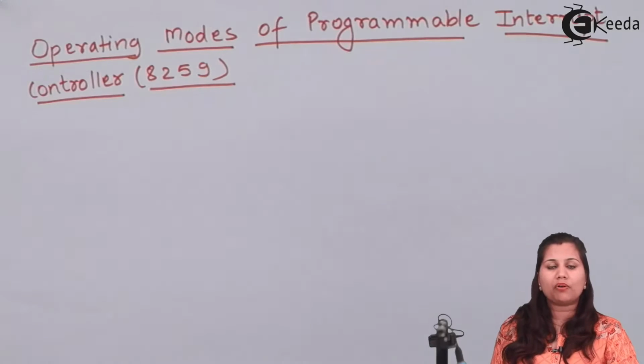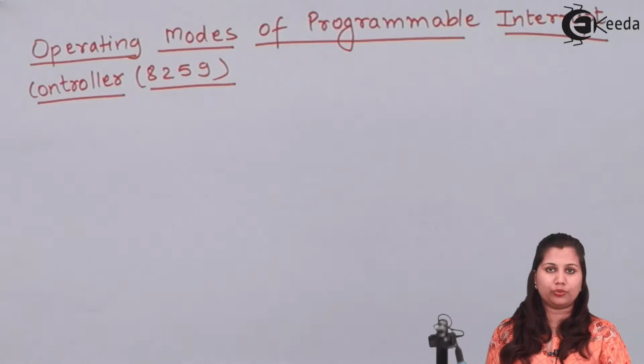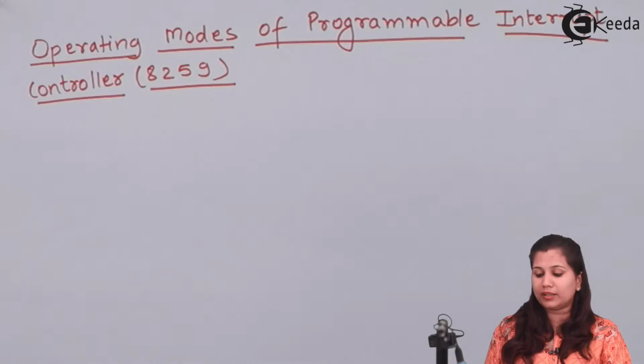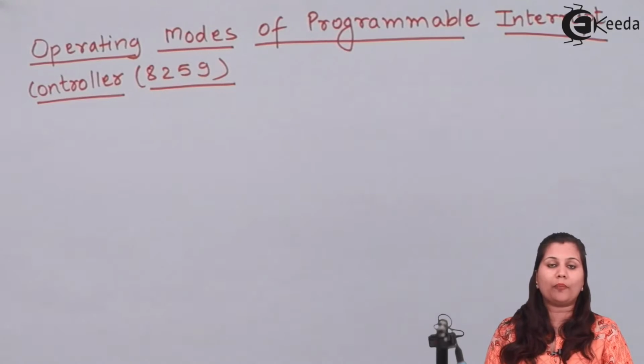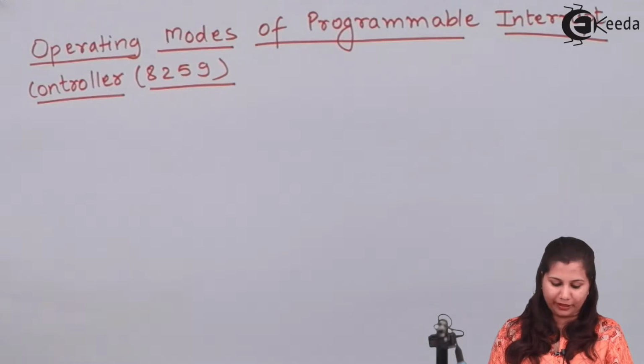There are various modes of operation of the 8259 Programmable Interrupt Controller, and these modes can be programmed by setting or resetting the command words, that is the initialization command words and the operational command words of the 8259 IC. Now in this video we will study the various operating modes. Let us see what the operational modes of 8259 are.